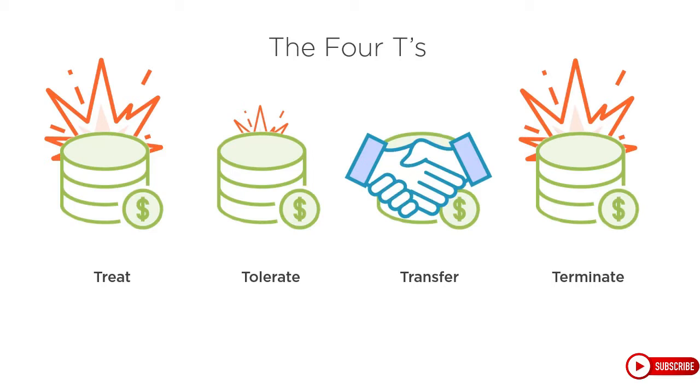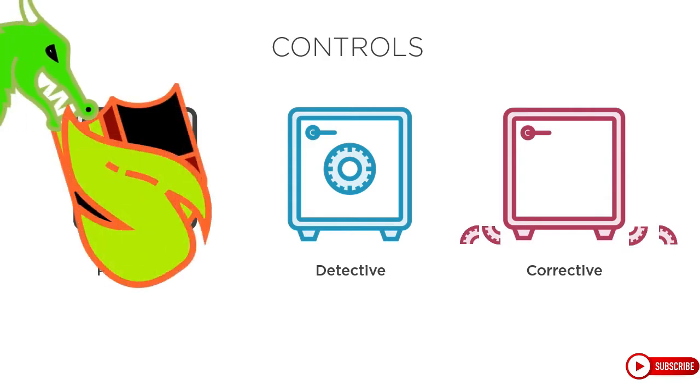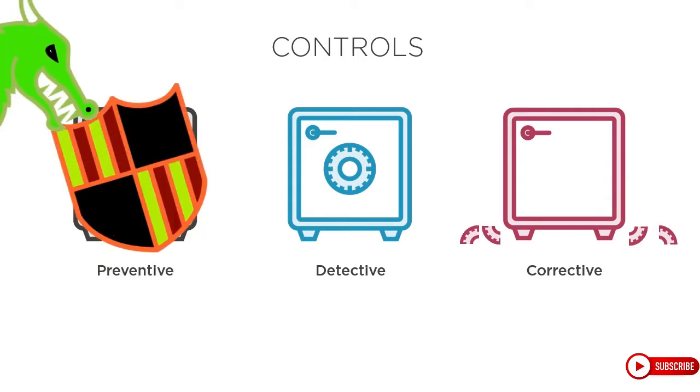Treating the risk is the most obvious. We're going to put controls in place to reduce or modify the impact to a manageable level. There are different types of controls for treating risks, but the 3 main controls are preventative, detective, and corrective. Now, preventive controls attempt to stop the event from happening, or at least reduce the likelihood. Some examples include separation of duty and authorization procedures.